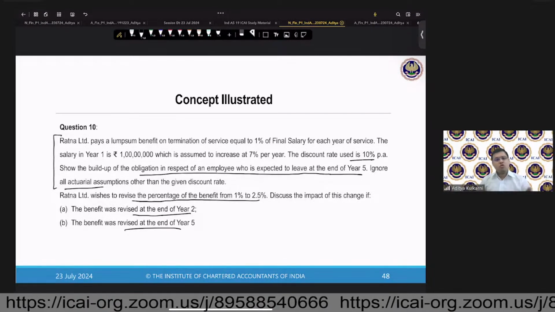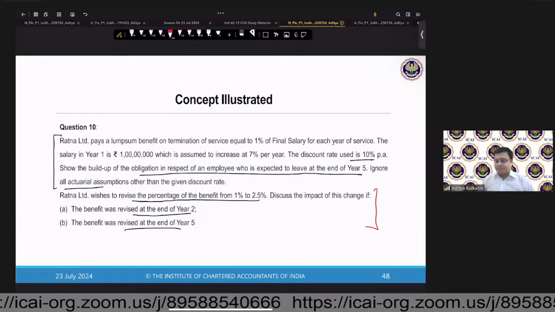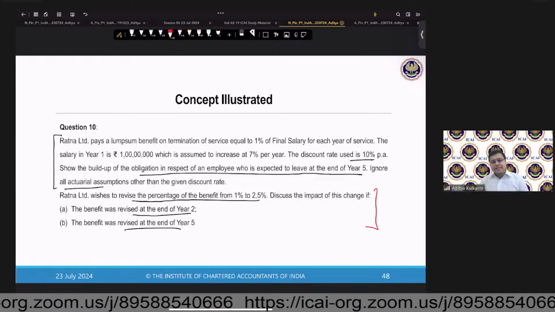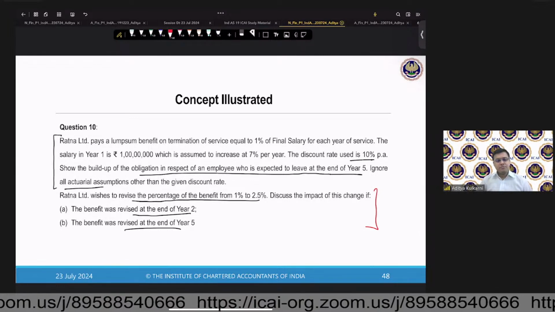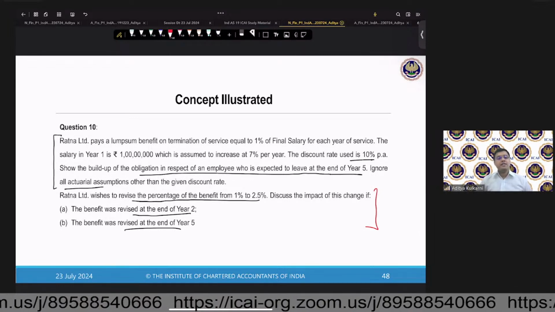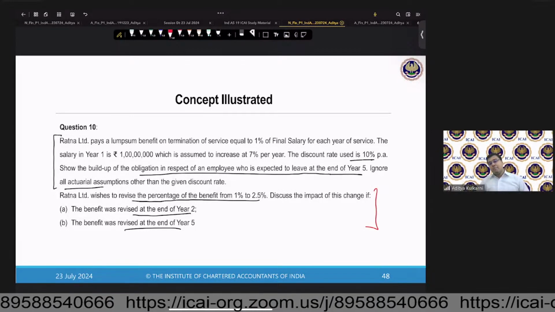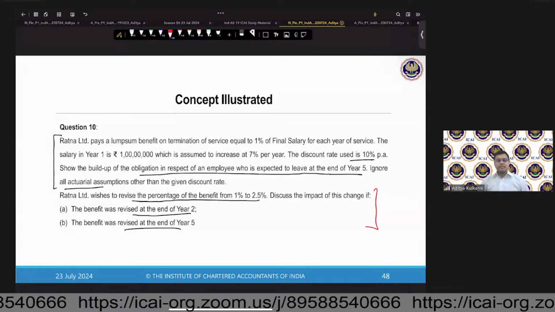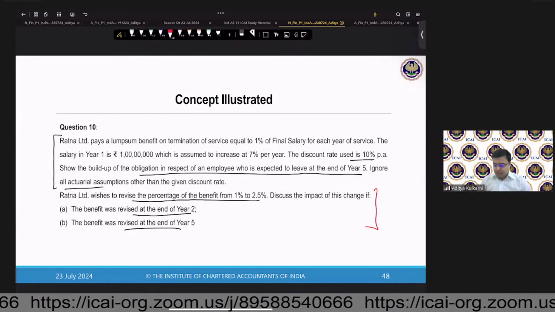Yes. So इसमें कोई change नहीं है. Second part में what is happening? Sir, second part में, is this an actuarial assumption that you are changing, or is it a modification in the plan itself? Is it a plan amendment or is it a change in actuarial assumption? Sir, plan amendment है. Okay, actuarial assumption नहीं है.